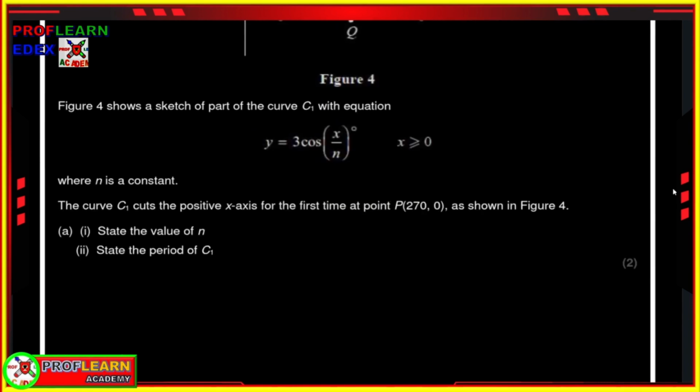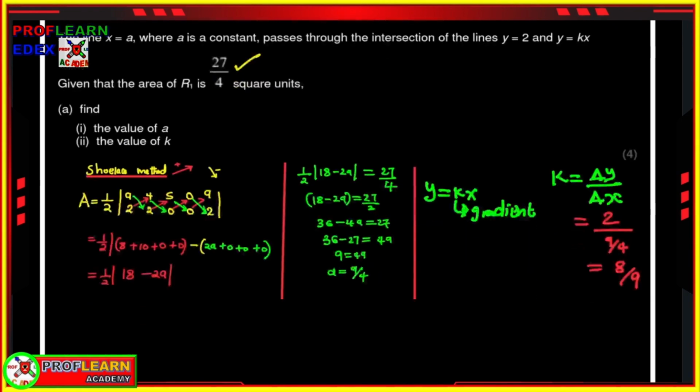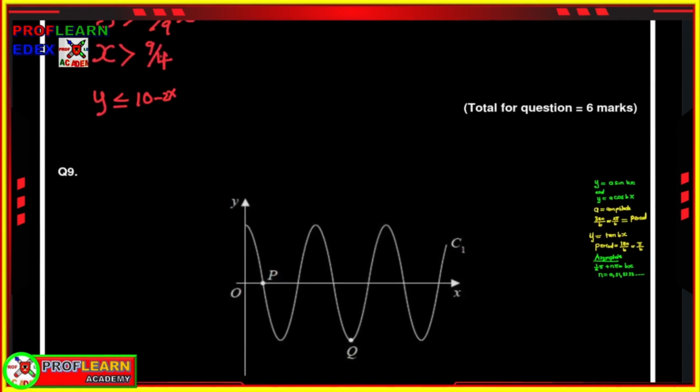Now the curve C1 cuts the positive axis at the point P(270, 0) as shown in the figure. State the value of n and state the period of C1. Now, look at this graph that we are having. P is a quarter of a cycle. Remember, a complete cycle gives a period. So P is a quarter of a cycle.